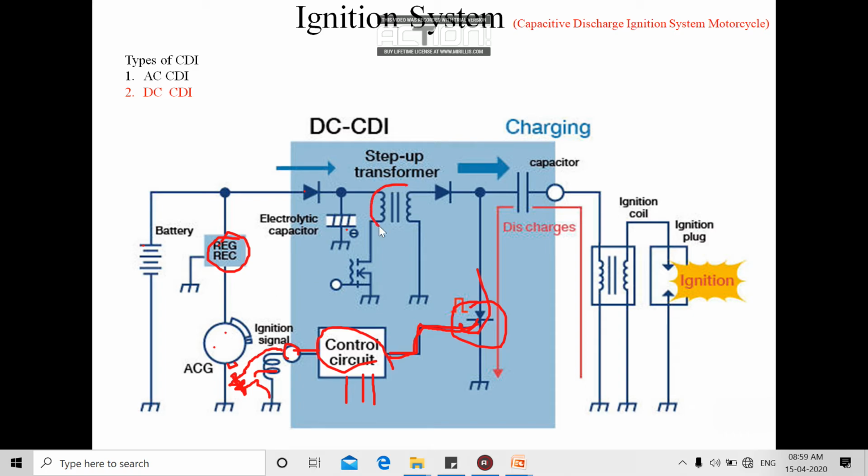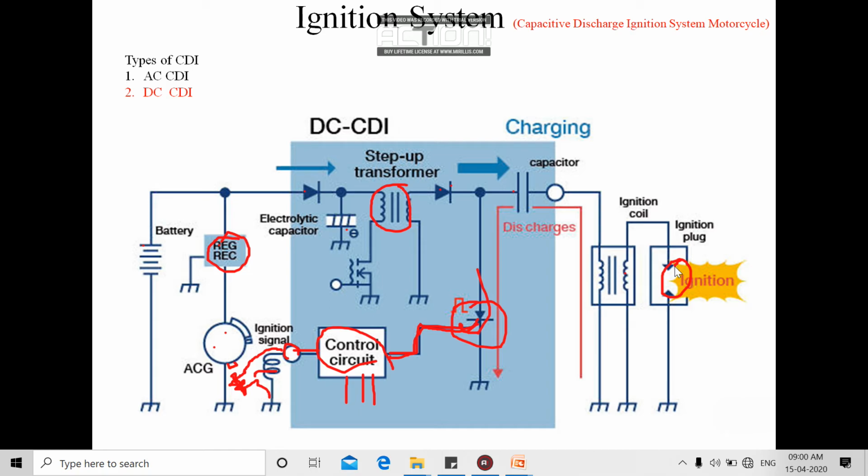After that, this is a step up transformer which helps to step up that 15 volt from the ACG or 12 volt from the battery to 400 volt. After that, the direction of this diode controls the direction of that 400 volt current. After that, this is a capacitor which is supposed to charge. After that, this is the ignition coil, this is the primary winding, this is the secondary winding, and this is your spark plug, which is located inside the combustion chamber. So this is the overall construction we have in case of the DC CDI, or you can say it is an AC DC CDI also.